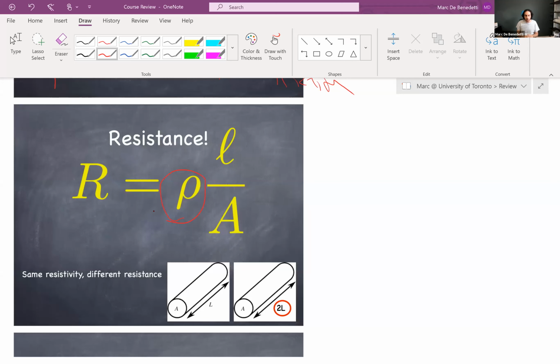And then the other thing for resistance is the cross-sectional area. So the smaller the area, you are forcing all of the electrons to travel in only one or two lanes of traffic versus the same number of electrons traveling in six lanes of traffic.